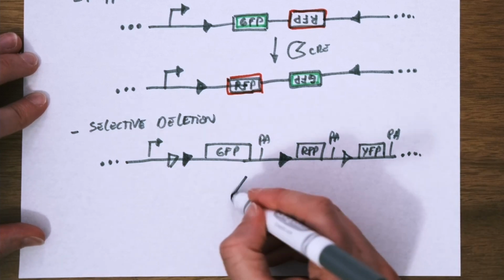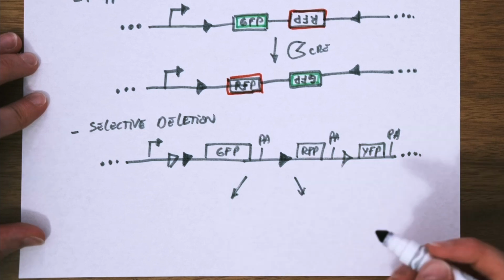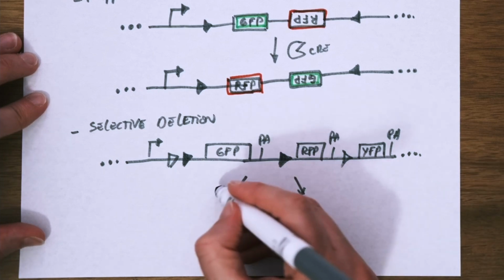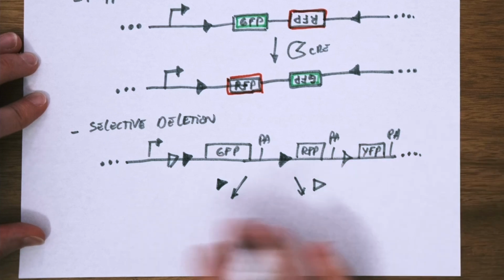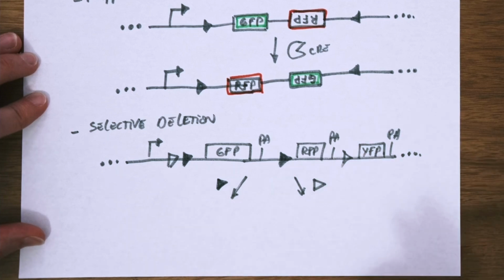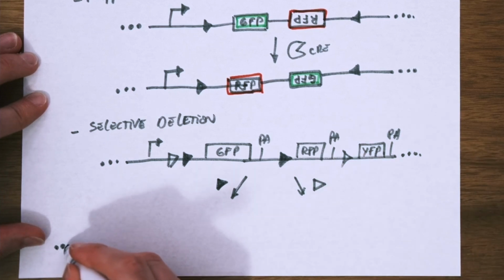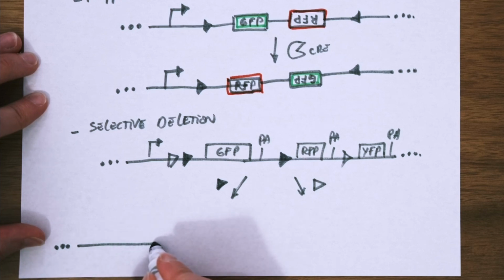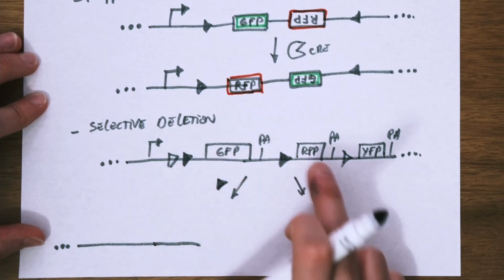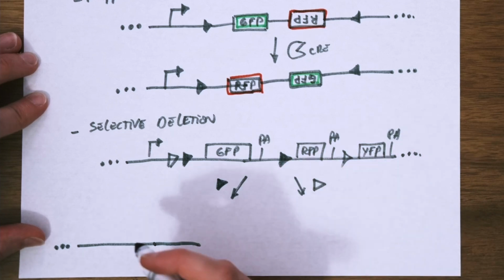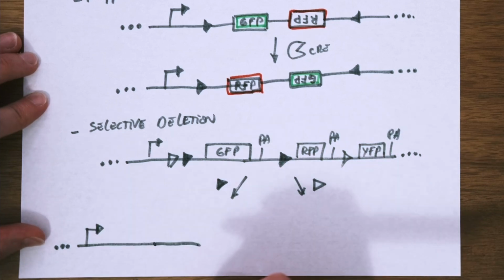But if we add the Cre, two things can happen. This LoxP set can be used, or the empty one can be used. So you have these two alternatives that will lead to two different outcomes. So in the first outcome, we will have the deletion of the GFP, and then we have the red FP and the yellow FP. So we'll have that side there.